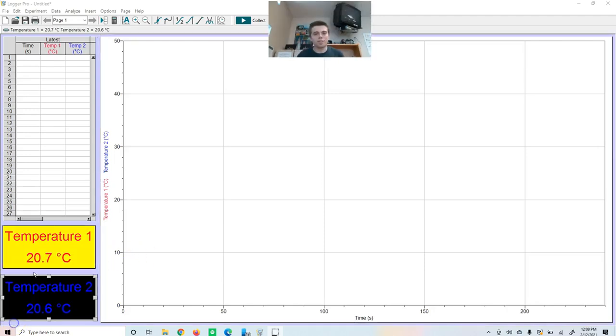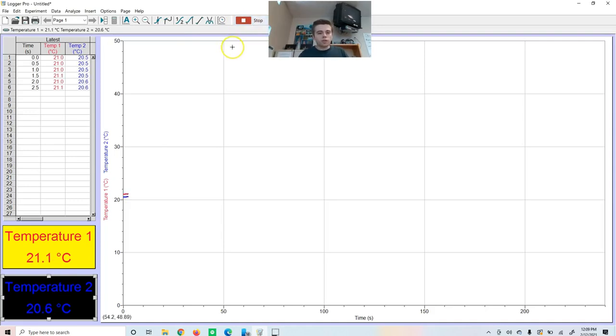Okay, so we are ready for our first trial. We are going to do hexane and heptane. As you can see, I've changed the colors of my temperature probes. Temperature 1, the yellow one, is going to represent hexane. On the graph, it'll be the red line. So hexane is going to go with temperature 1, and then heptane over here is going to go with temperature 2. So I'm going to go ahead and start the recording.